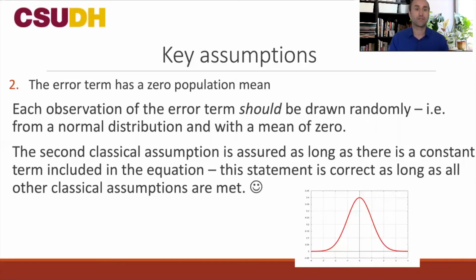A second assumption is that the error term has a zero population mean. And this is basically a core assumption, the idea that each observation of the error term should be drawn randomly. And usually we assume this is the case, especially as long as all the other classical assumptions are met.